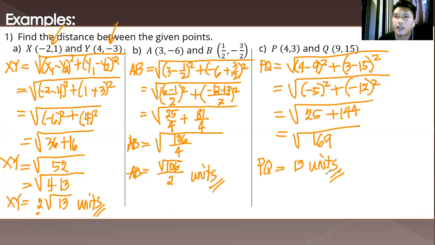Okay, so that's how you are going to get the distance between 2 points. Take note, class, that these distances are not horizontal or vertical. Those are oblique. That's why we have to use the distance formula.